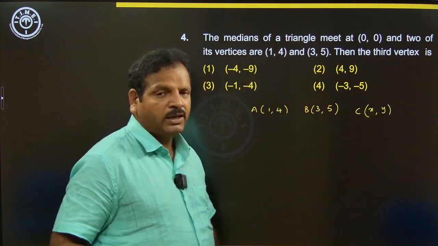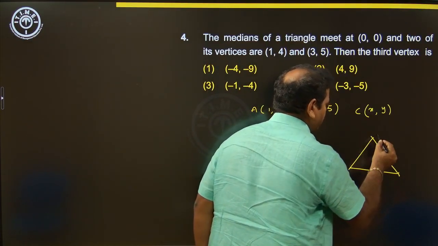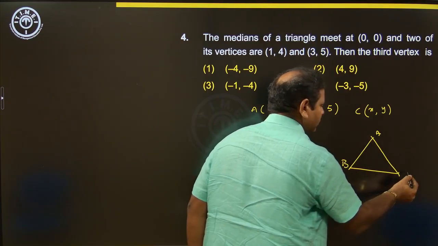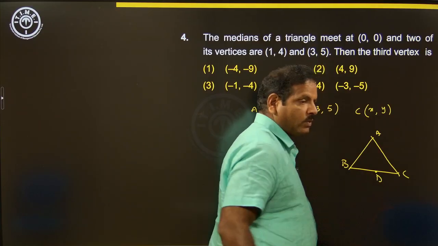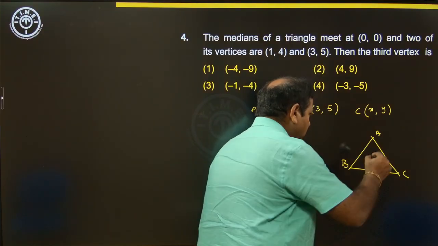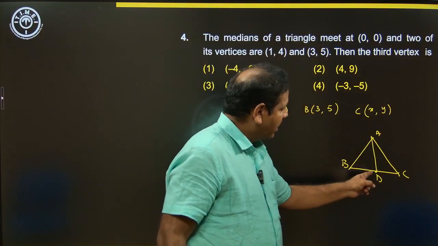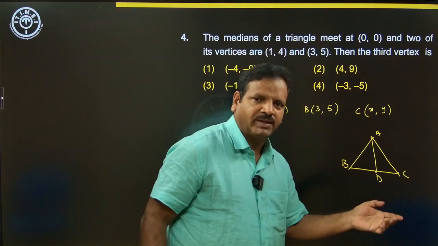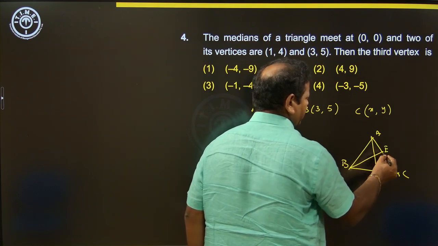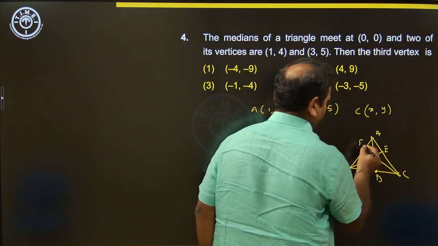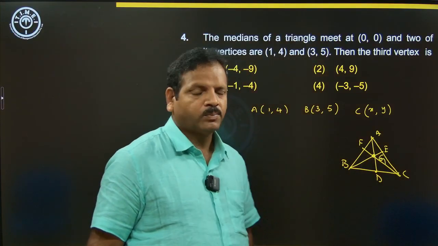The medians of a triangle meet at 0, 0. Medians. ABC is a triangle. The midpoint of BC, I am naming this one as D, BD and DC are both equal. Now this AD is called a median, through a vertex joining with the midpoint of its opposite side. AD is a median, BE is a median, where E is a midpoint, CF is also a median. Where these medians intersect, that point is called the centroid.